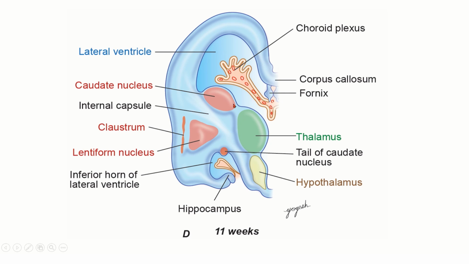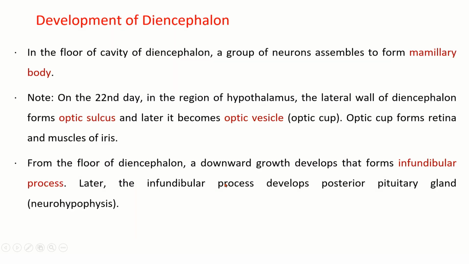You can see the fornix, and you can see the choroidal plexus. You can see the corpus callosum, which is forming the commissural fibers. You can see the claustrum and lentiform nucleus and the caudate nucleus and the tail of the caudate nucleus. You can see the hippocampus here, the inferior horn.